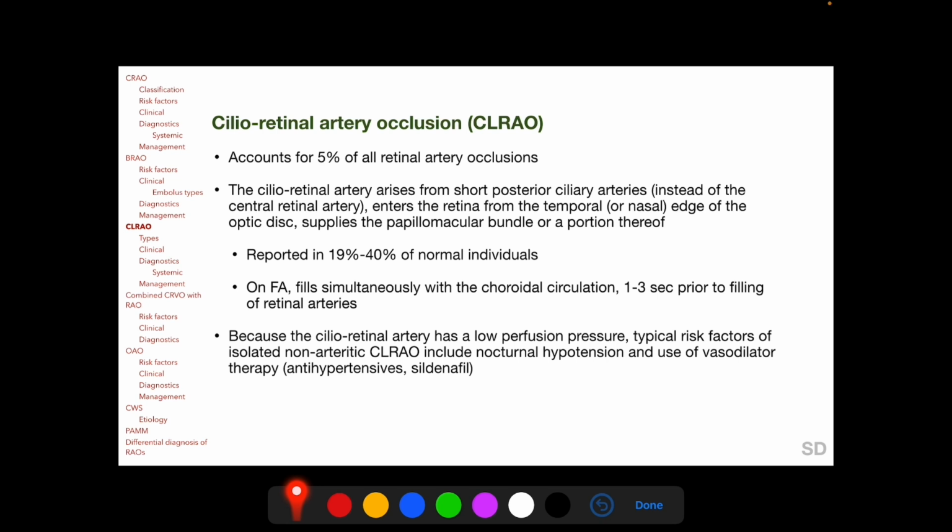Because the cilioretinal artery has a low perfusion pressure, typical risk factors of isolated non-arteritic CLRAO include nocturnal hypotension and use of vasodilator therapy such as antihypertensives and sildenafil. We may note here that these risk factors are also risk factors of non-arteritic acute ischemic optic neuropathy, because the optic nerve is also supplied by the low pressure ciliary circulation.